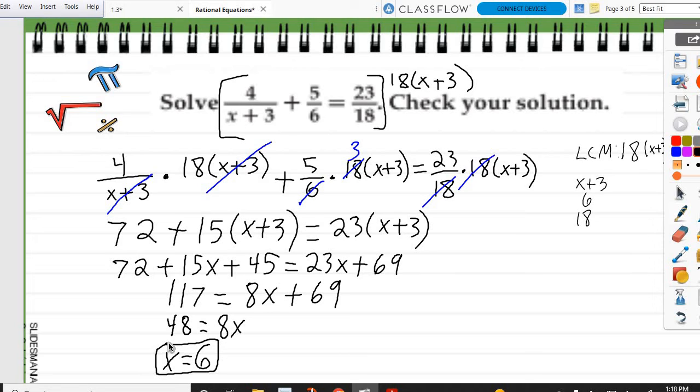But we do need to make sure, does my answer make any of my denominators 0? In this case, no. What answer would we have not been able to have? Negative 3. So we did not get that as an answer, so 6 is just the answer. Questions on that? No? Okay. Let's look at another one.